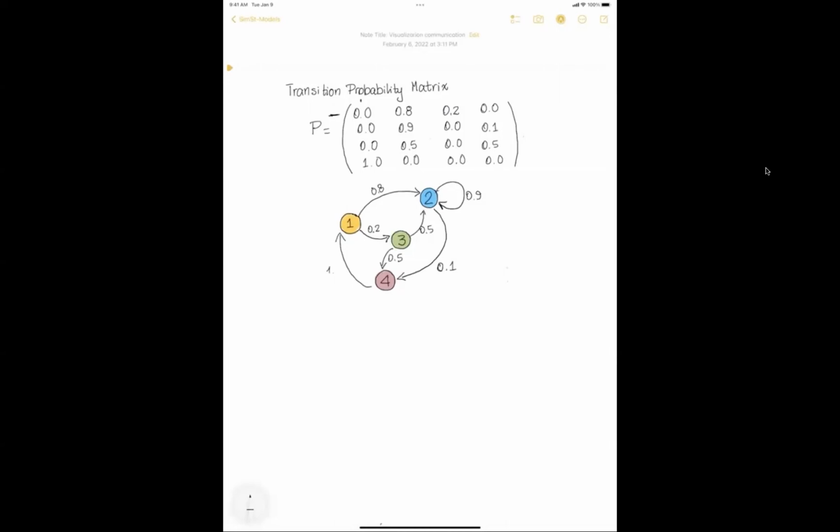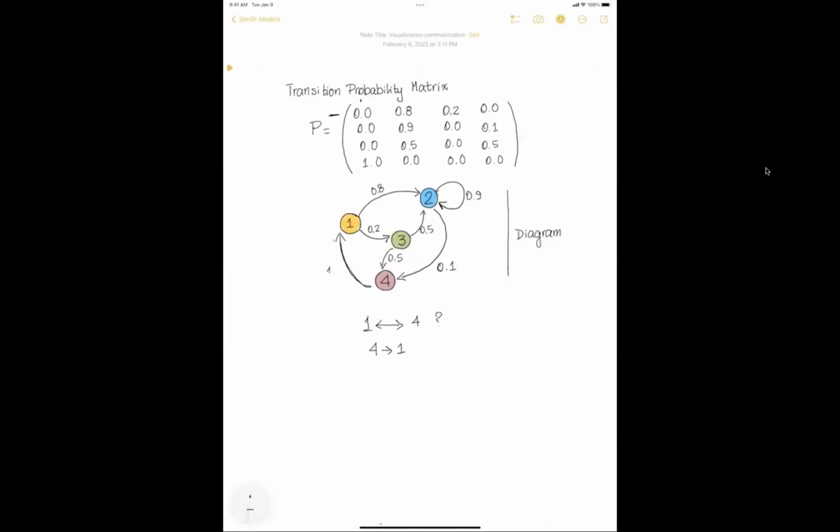The way to visualize communication, I believe, is a lot easier when you look at this diagram. These diagrams contain the same information as the matrix, but I believe it's a lot easier to figure things out. So for example, are states 1 and 4 communicating? Well, I'm asking if 1 communicates with 4. That's the question.